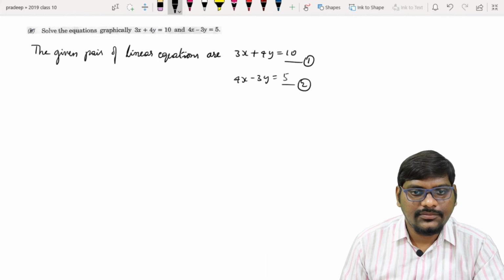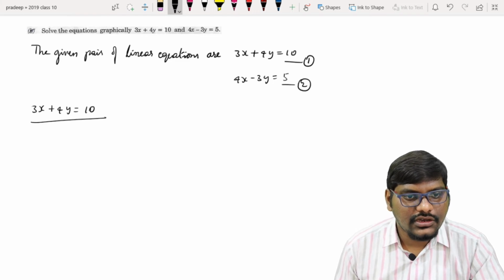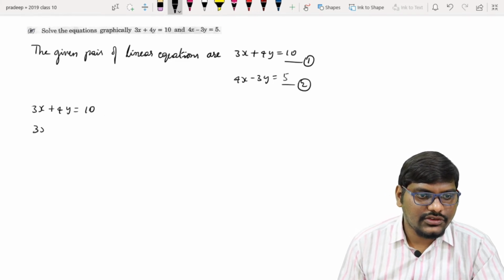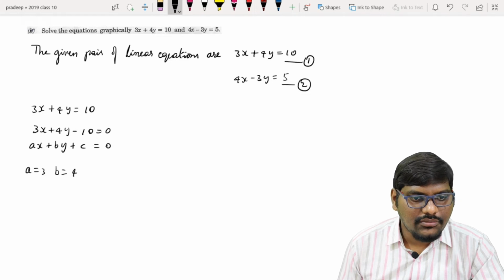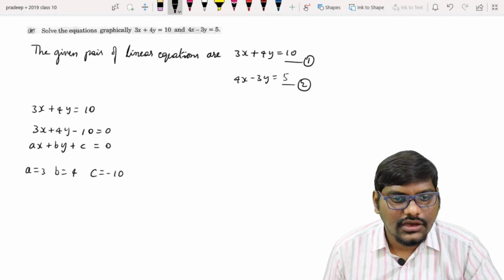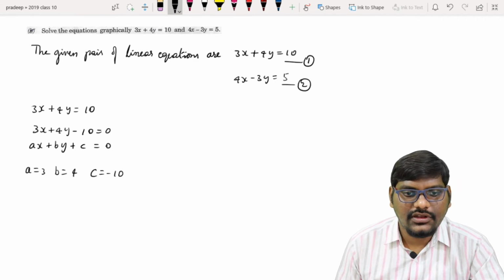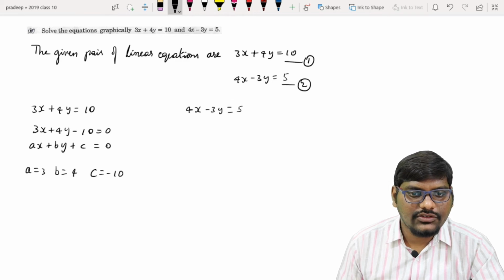For that we'll take the equation. First equation I'm taking 3x plus 4y equal to 10. Here first I'll bring the 10 to this side, so I can write 3x plus 4y minus 10 equal to 0. This equation I'll represent with the general equation of linear form. So here A is representing 3, B is representing 4 and C is representing minus 10. Now this is all about the first equation. Let me take the second equation, 4x minus 3y equal to 5. I'm bringing this 5 to this side, that is 4x minus 3y minus 5 equal to 0.